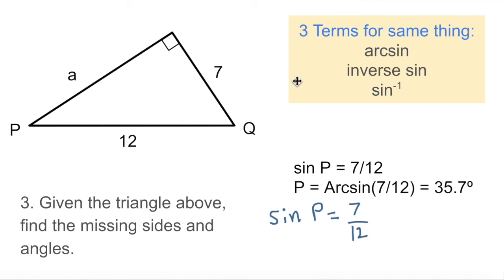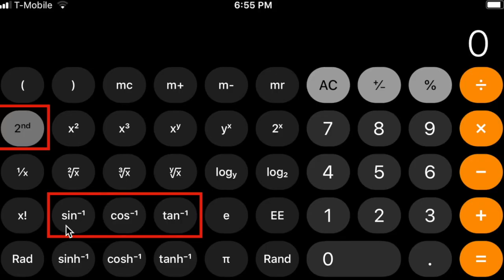and that is 35.7. So angle P is 35.7. Using the inverse sine function, we got that. Now to access the arc-sine or inverse sine, cosine, and tangent functions, you'll click this second function key here, and then these keys will change from sine into sine minus 1 and cosine minus 1 and tan minus 1. So these are inverse or arc-sine, arc-cosine, and arc-tangent.